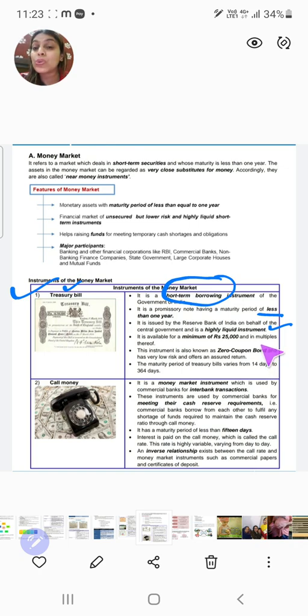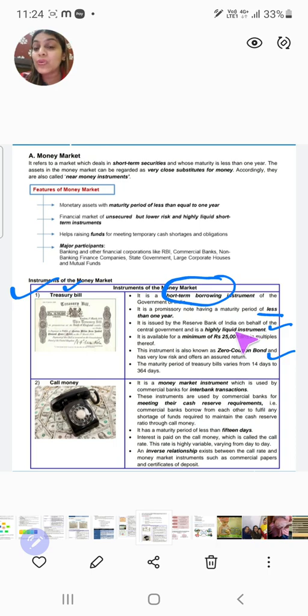That is why they are also known as zero coupon bonds. Why? Because they have very low risk and they also assure a return. For example, suppose we buy treasury bills with a face value of 1 lakh rupees. They are sold by the government at a discounted price, like 96,000, and when we get back the money, we get the whole 1 lakh. It means that 4,000 rupees is the discount as a return, or benefit, for us.